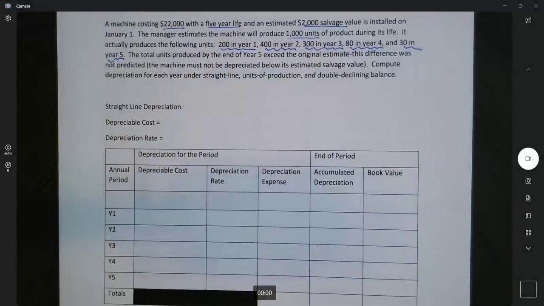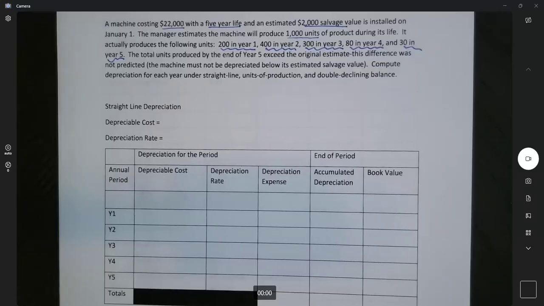The total units produced by the end of year 5 exceed the original estimate. This difference was not predicted, and the machine must not be depreciated below its estimated salvage value. Compute the depreciation for each year under straight line, units of production, and double declining balance methods. We're going to start with straight line depreciation.